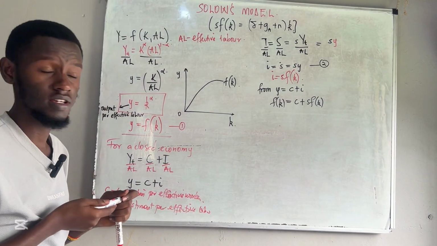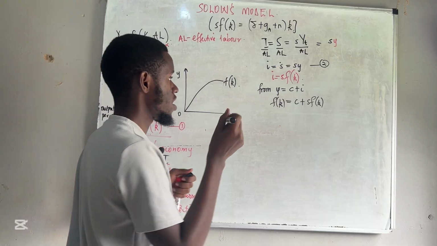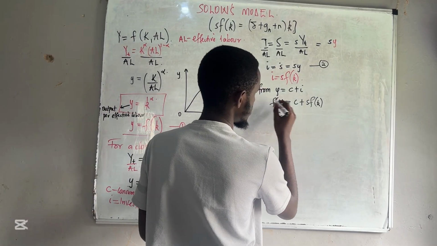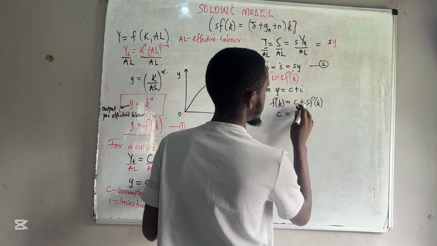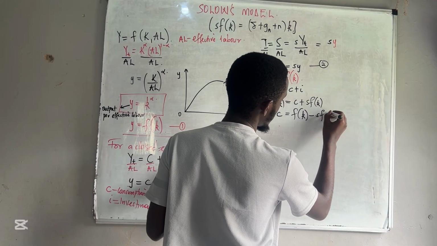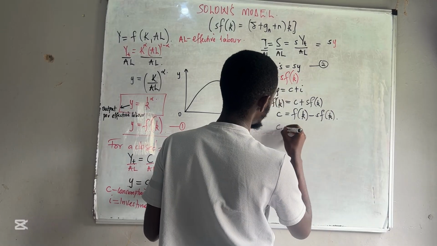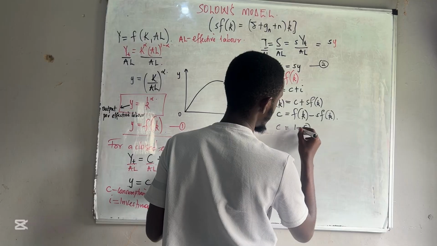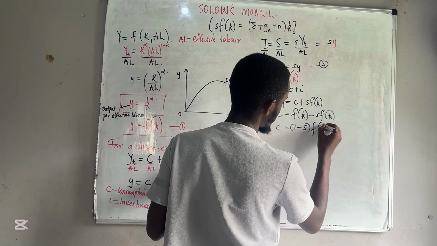We are together, I think. Last step, we are together. Therefore, if I want to have c now, c is going to be the same as having f of small k minus s f of k, and then c is going to be the same as having 1 minus s times f of small k.